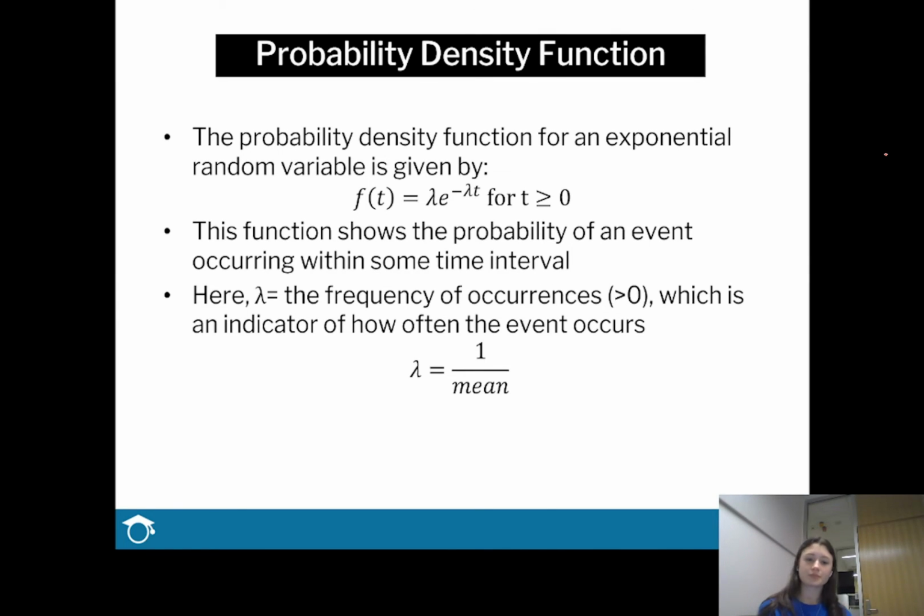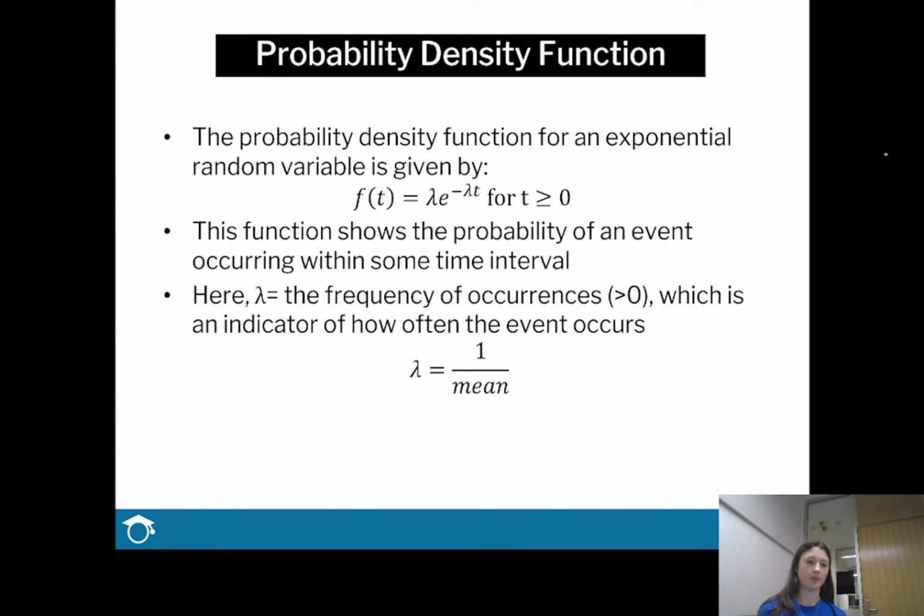So this function shows the probability of an event occurring within some time interval, and the lambda is frequency of occurrences, which is an indicator of how often the event occurs, and then obviously the frequency is the reciprocal of the mean, or is inversely proportional to the mean.